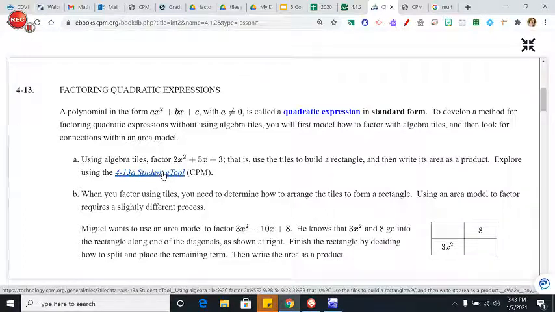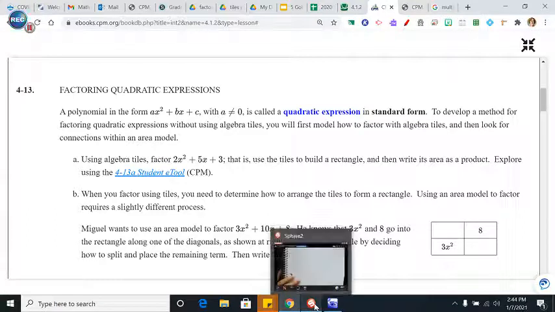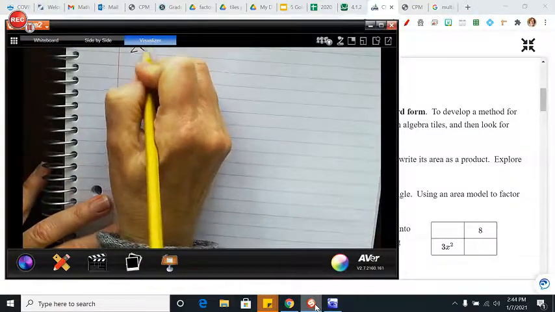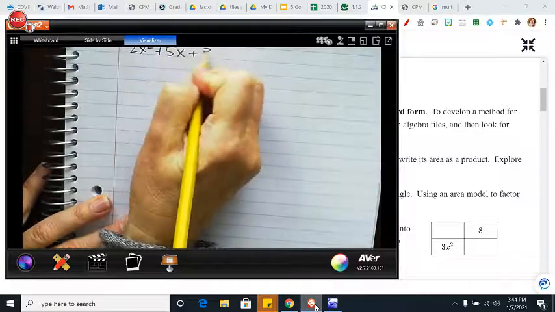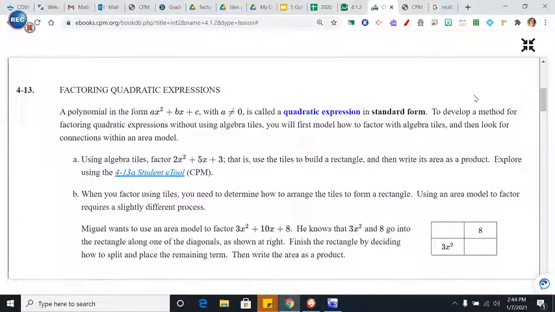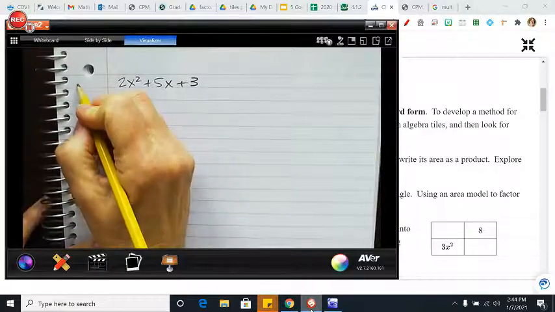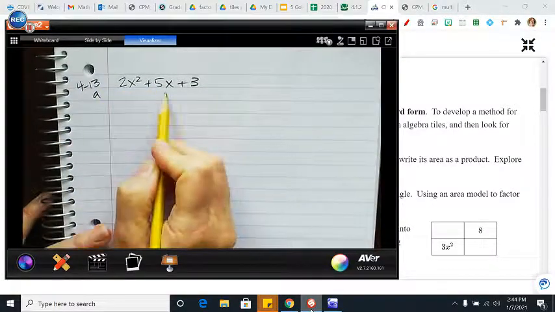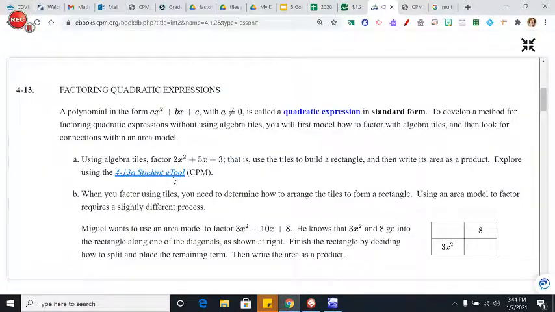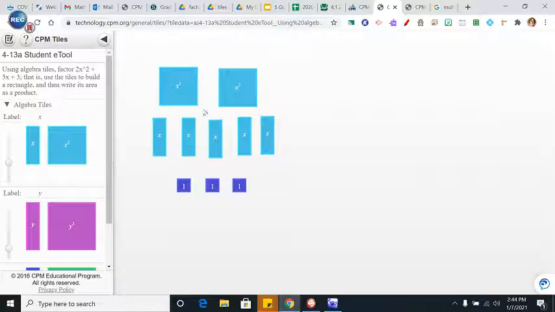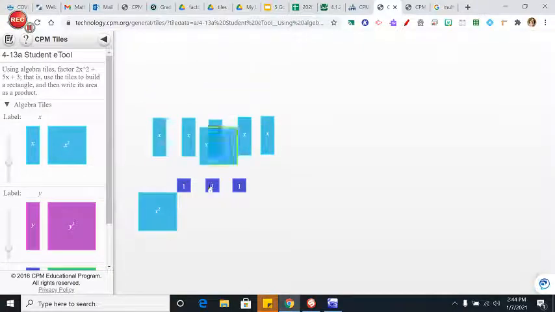The first one says to build it with tiles. I'm going to do this because I think some people will benefit from it. I'm going to do part A with you, and I'm going to ask you to write this in your notebook: 2x squared plus 5x plus 3. This is 413A. I'm going to build this with tiles. The tiles are already there, which is nice, in the E-tool.